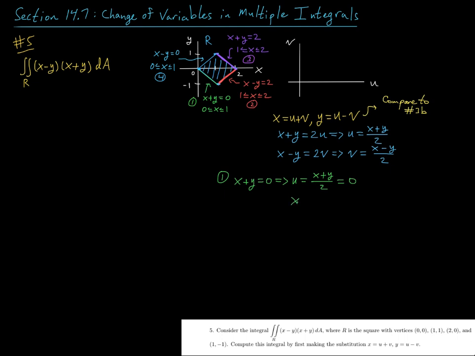We can also say that x, being u plus v, is then 0 plus v. So in other words, x and v are just the same thing. And since x varies from 0 to 1 on the green edge, that implies that v varies from 0 to 1 as well. So we have that u is 0 and v varies from 0 to 1. So we're describing this unit length segment along the positive v-axis. Okay, cool. Let's go ahead and do the next edge here.